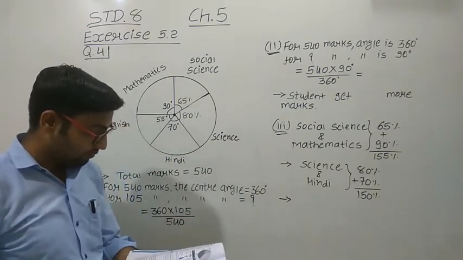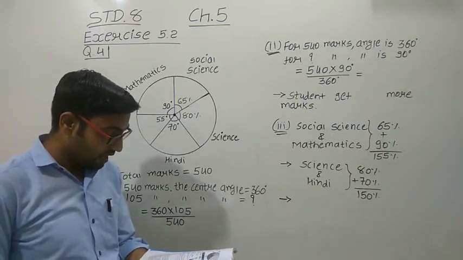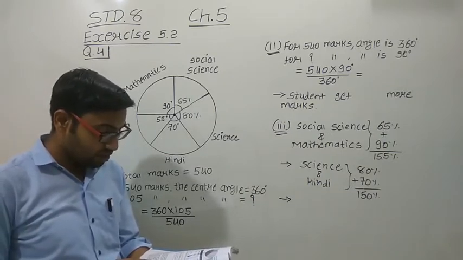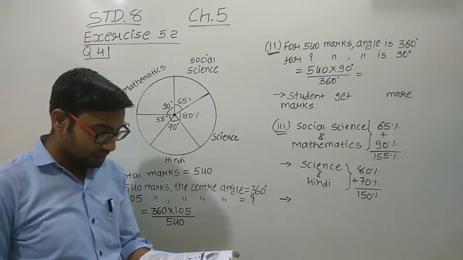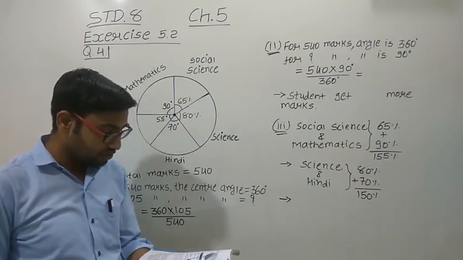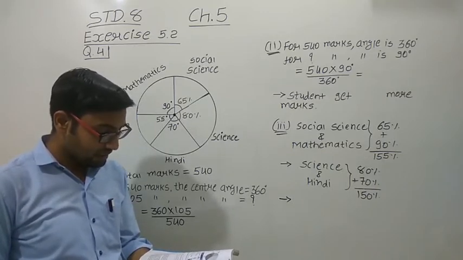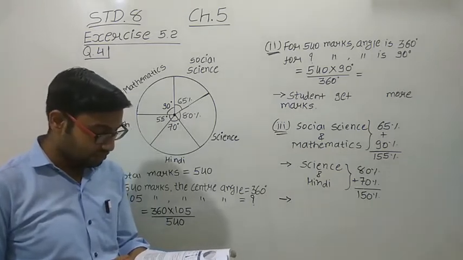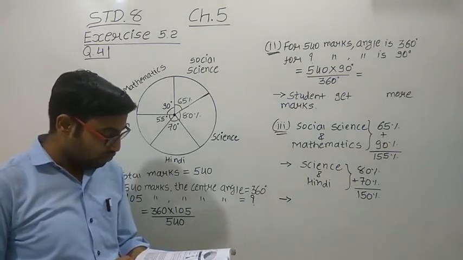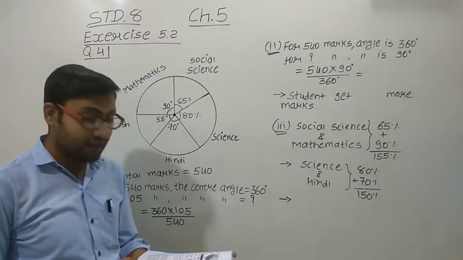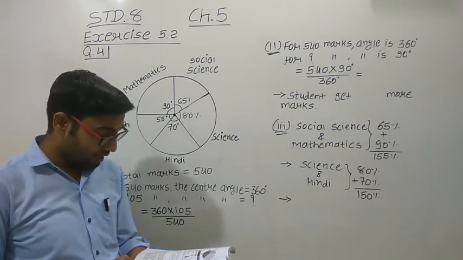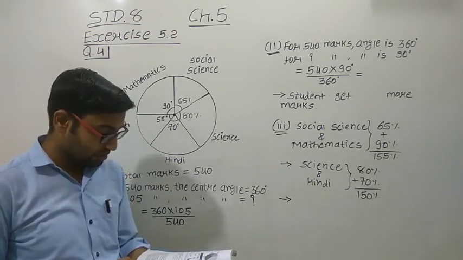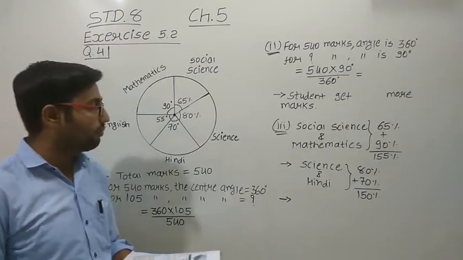The question is, the adjoining pie chart gives the marks scored in an examination by a student in Hindi, English, mathematics, social science and science. 5 subjects. If the total marks obtained by the student were 540, answer the following questions. Here we have given a pie chart.